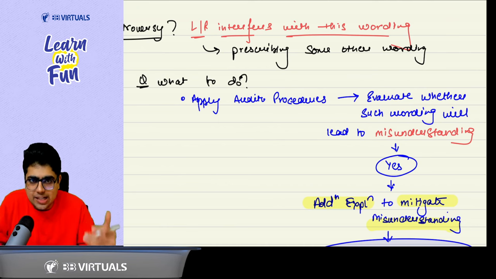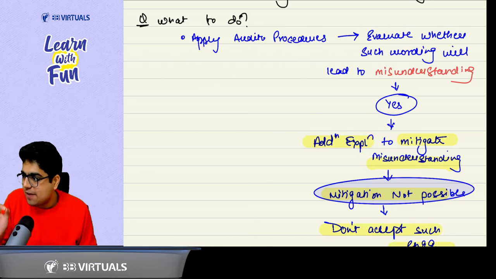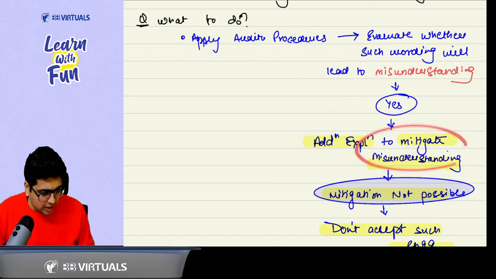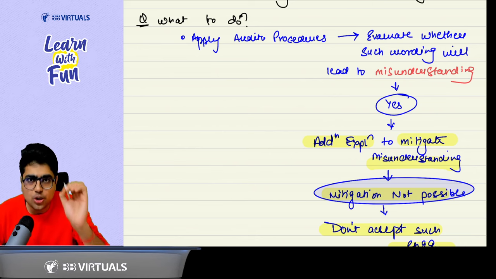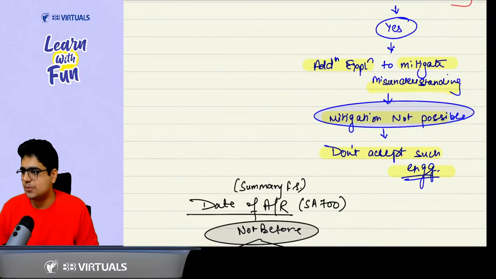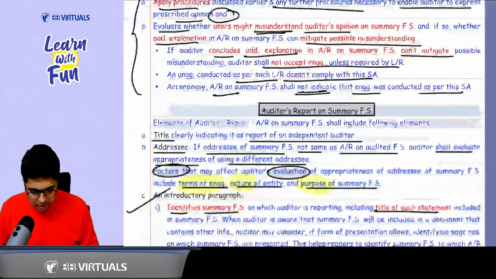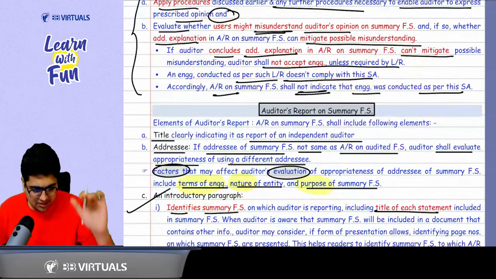You need to add some additional information. You need to give additional explanation. But even after additional explanation, you are not able to mitigate the misunderstanding. What to do? Don't accept the engagement. Then in such a case, you should not accept the audit engagement. This is the point you need to understand. You got the point or not? Yes, sir. This is the same thing which is written here.